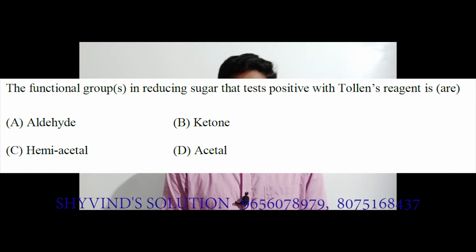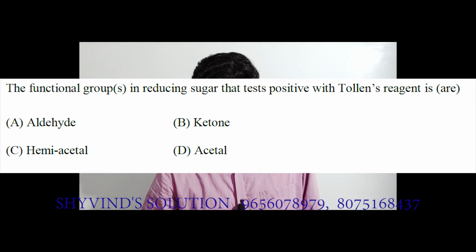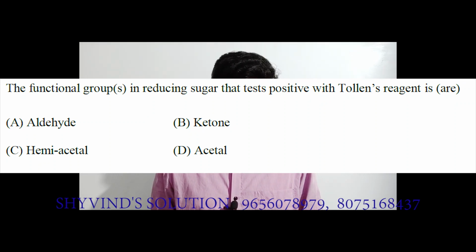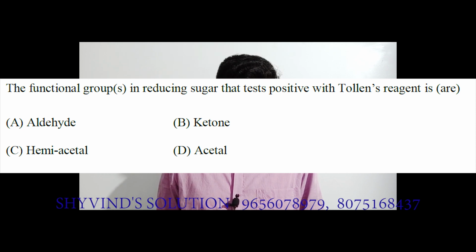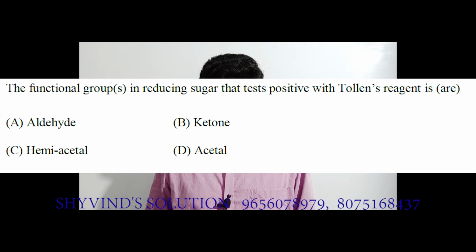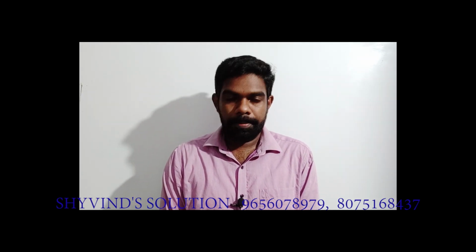Okay, so question number 38 is: the functional group in reducing sugar that tests positive with Tollens reagent. This is the question. So let's see how to solve this. Tollens reagent means we have AgNO3, ammonia and sodium hydroxide. The combination of this one is known as Tollens reagent.